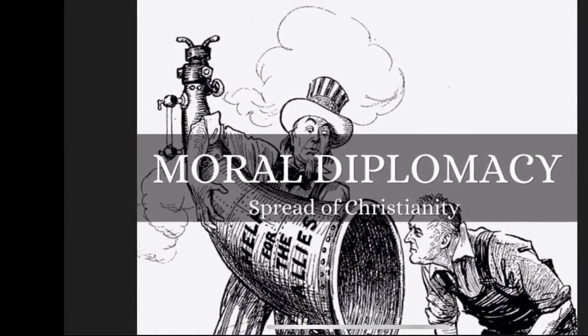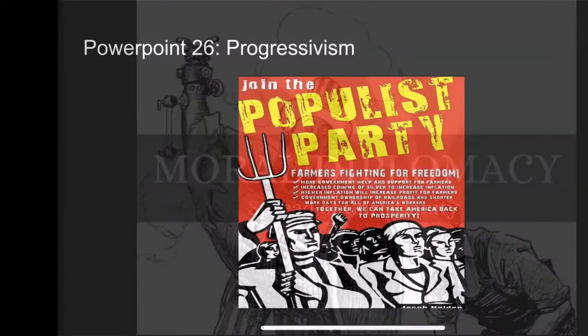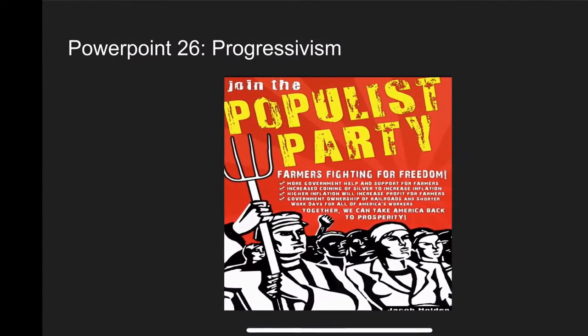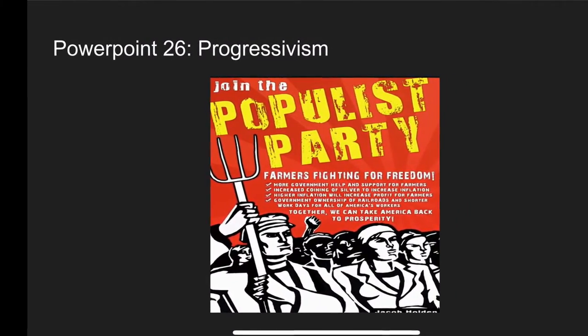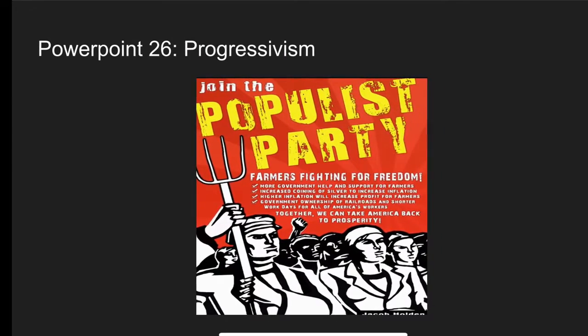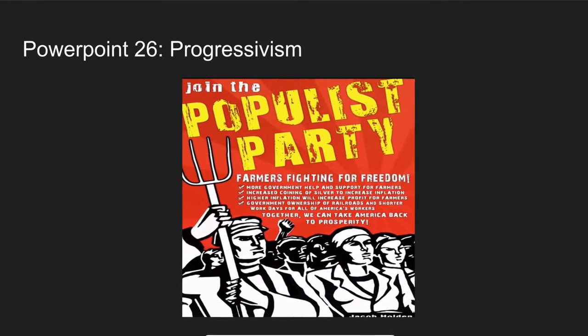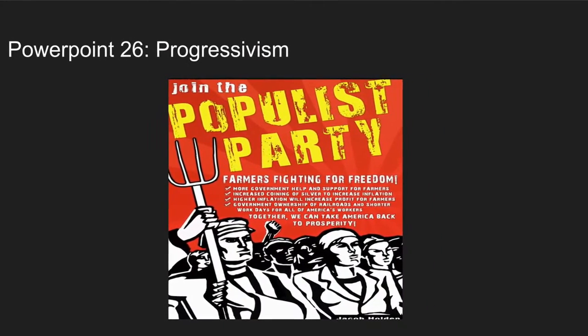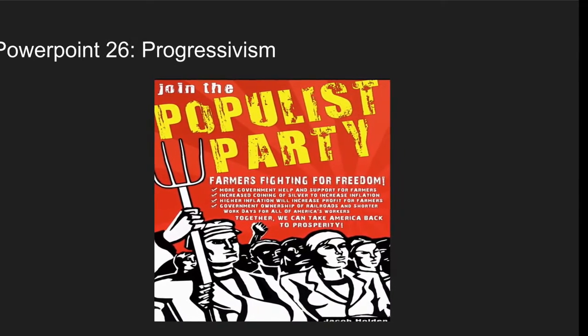The Progressive Era was a widespread period of social activism and political reform across the United States. It happened during 1896 through 1916, and it was kind of like a three-step program: populism, then progressivism, and then the New Deal.